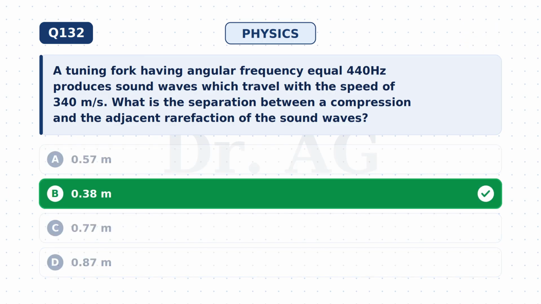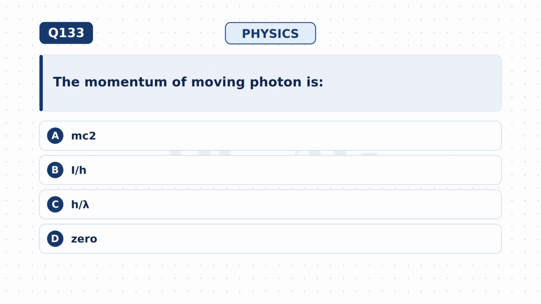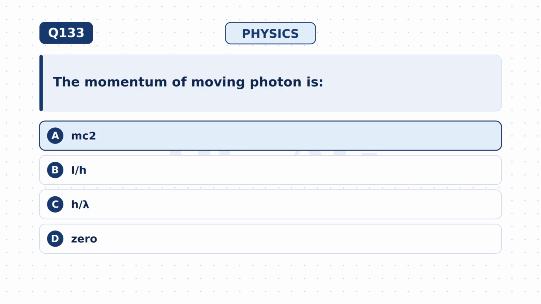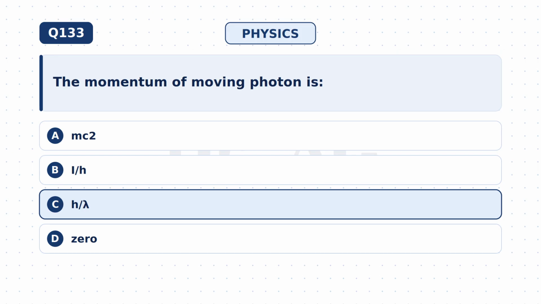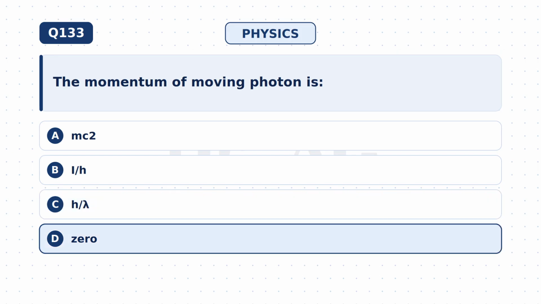The correct answer is B. 0.38 m. Question 133. The momentum of a moving photon is Option A. mc squared. Option B. 1 over h. Option C. h over lambda. Option D. 0.